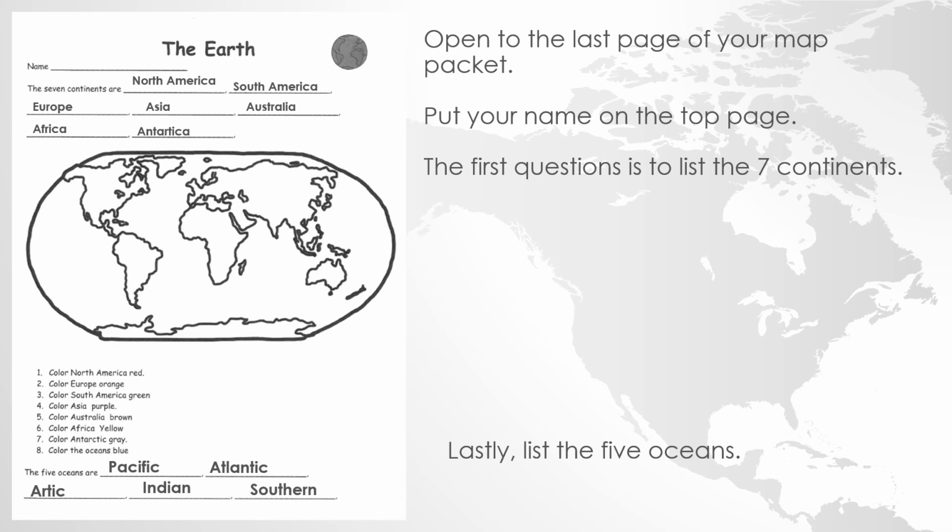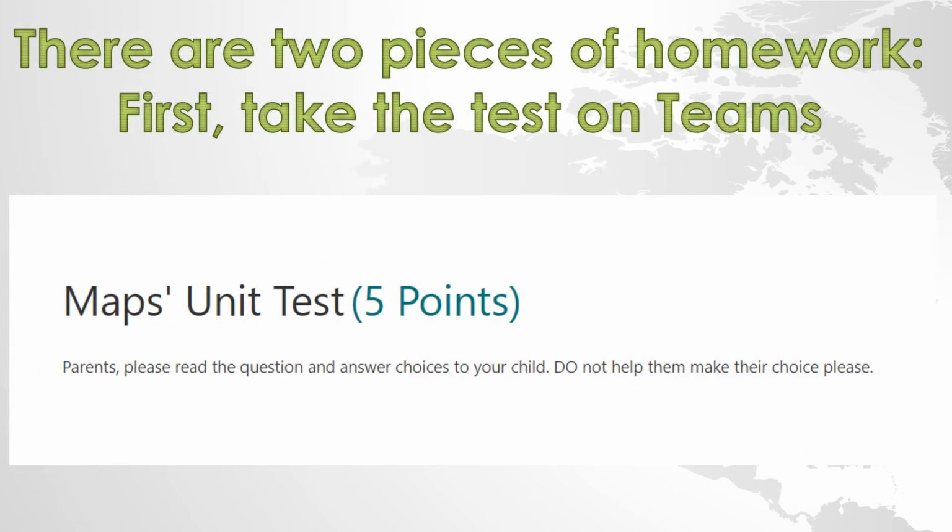All right, you might need parents or an older sibling to help you. There's 2 pieces of homework. First, I want you to take the test on Teams. It's worth 5 points, and it is a chat test, so no one should help you pick your answers, but they can read to you, okay?